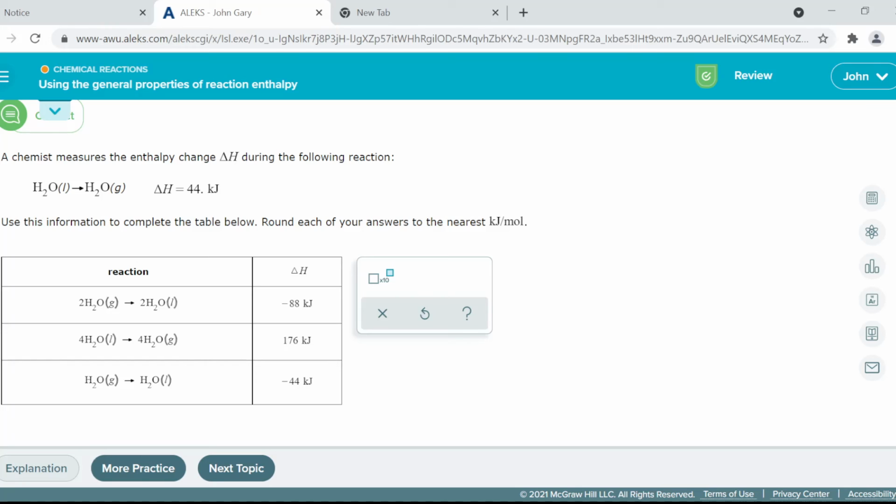All right, if it's double, then you double. If it's the reverse, then you add a negative. If it's half, you divide by 2, so on and so forth. Okay, let's do the next topic.